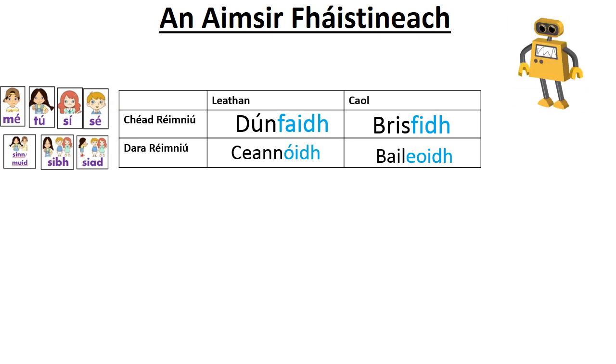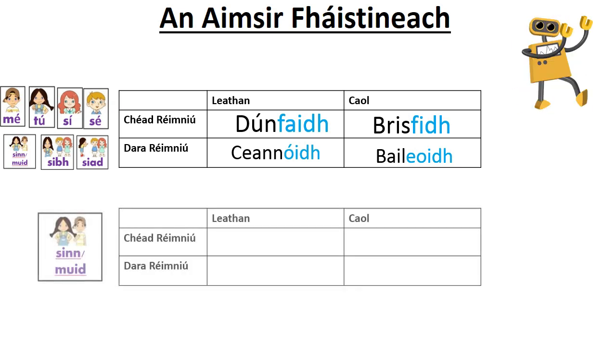Now, for the I'm sure Áiteanach, there is no special ending for me, so we can forget about that. If we're saying me, it's Dún hi me, Brish hi me, Cianowi me, Balowi me. But as usual, we do have a special ending for we.